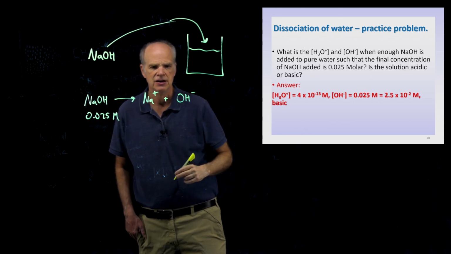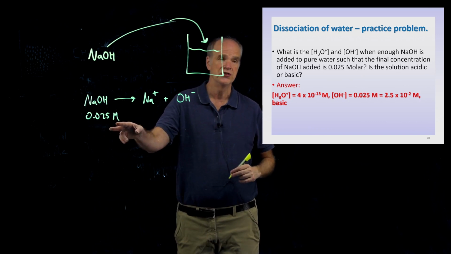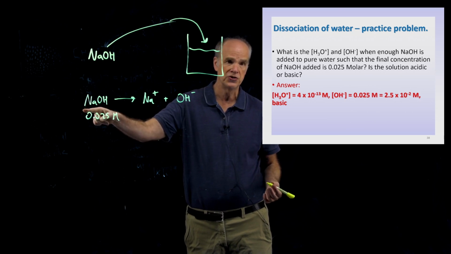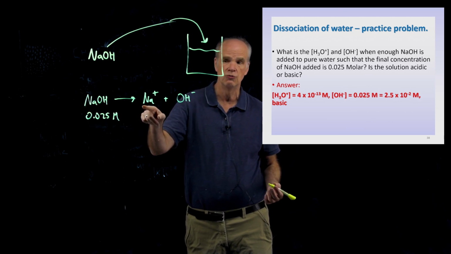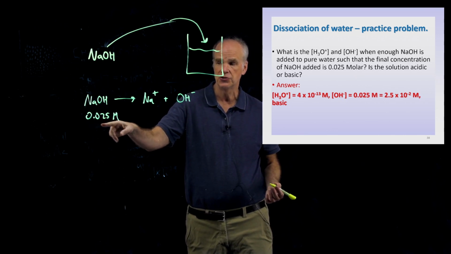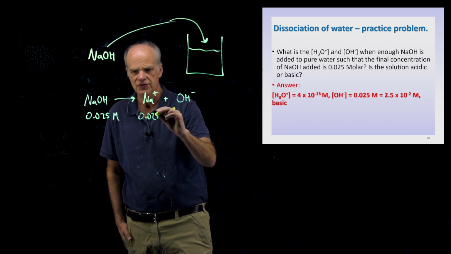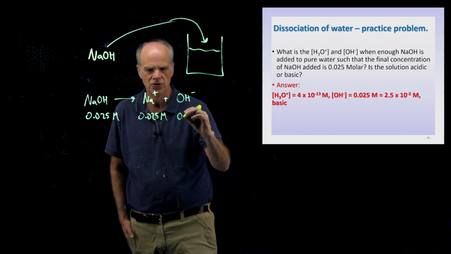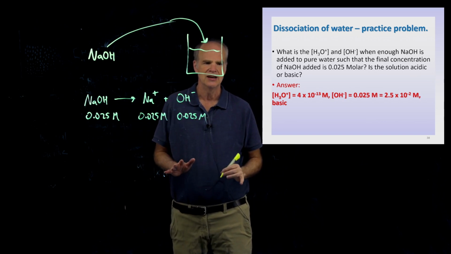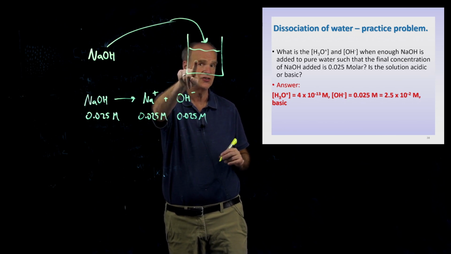Now let's think about how many of these ions we get. All of the 0.025 molar of sodium hydroxide will be converted to ions. For every 1 mole of sodium hydroxide that you dissolve in water, you get 1 mole of sodium ion and 1 mole of hydroxide ion. So if you get 0.025 moles of sodium hydroxide, you will get 0.025 molar sodium and 0.025 molar hydroxide.